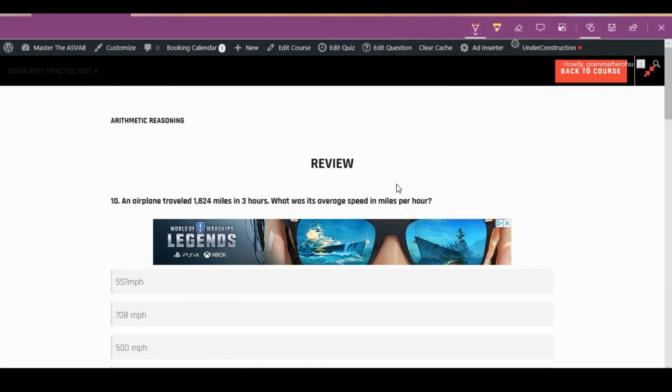Okay, number 10 says an airplane traveled 1,824 miles in 3 hours. What was its average speed in miles per hour? So right away we should notice that we have our distance and our time, but we don't have our rate, which is speed. So in light of that, we know we have all the parts of the distance formula, which is distance equals rate times time.